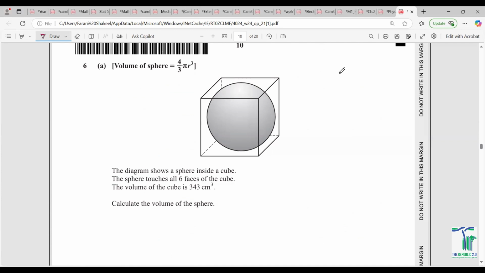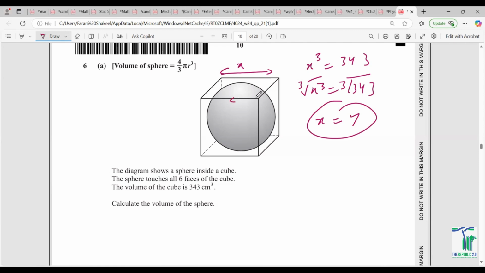How can you get that? The volume of the cube is just x cube, if the length of the side is x. So x cube equals 343. And if you just take the cube root, the cube root of x cube is equal to the cube root of 343, and you would be having x is equal to 7. Now obviously, half of it would be the radius.